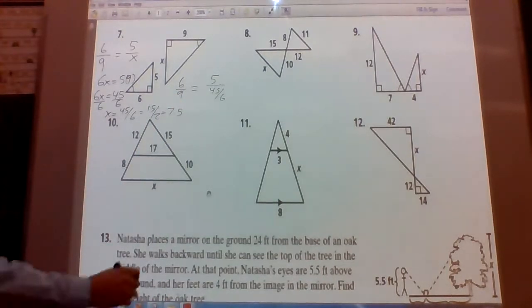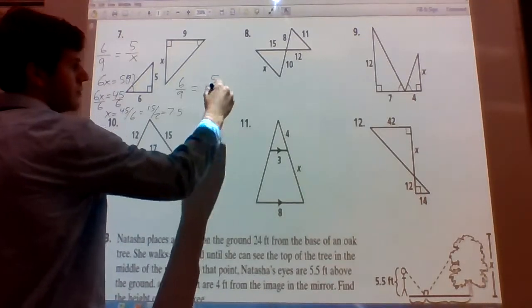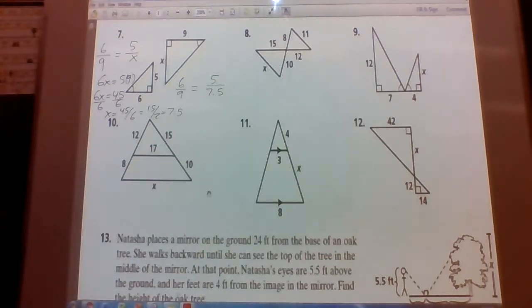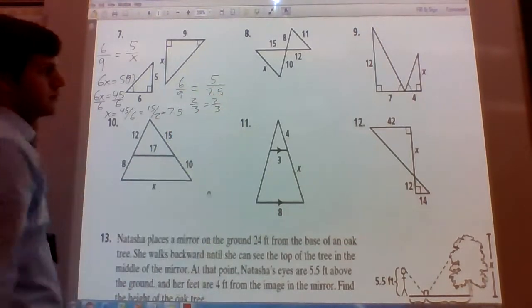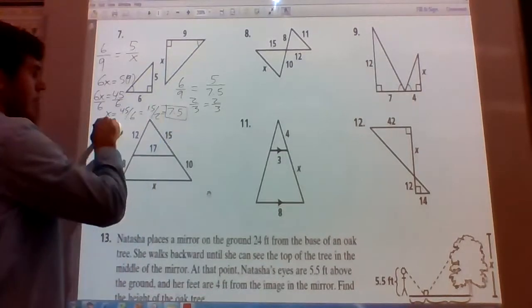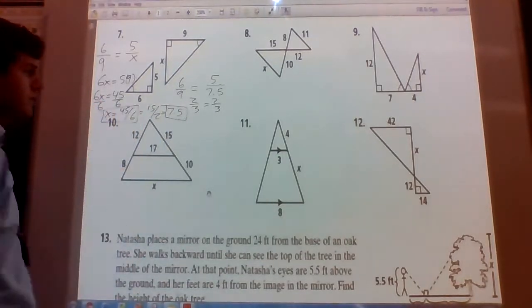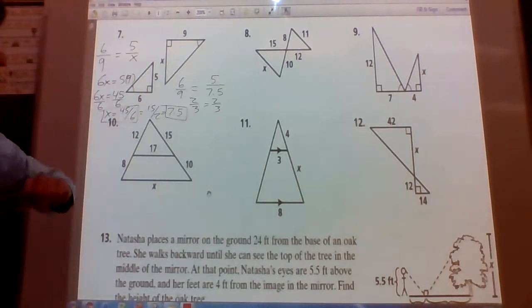Okay. So, right, and that's going to turn out to be true. This is going to be 2/3 equals 2/3. So we know x is going to be 7.5, 45 over 6. Okay, so that one's good.